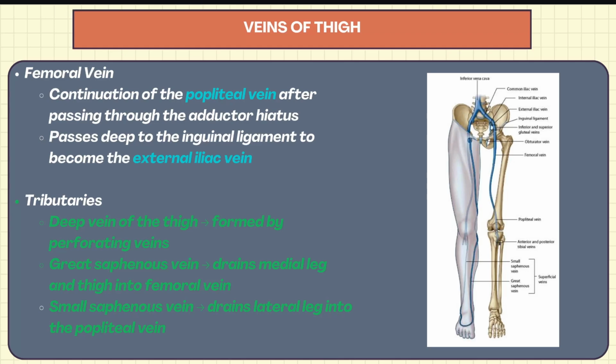And then you'll have the tributaries, which are basically branches of the vein. First, you'll have the deep vein of the thigh, which is formed by the perforating veins. Then you'll have the great saphenous vein, which drains the medial leg. And then you'll have the small saphenous vein, which drains the lateral leg. Here, I think it's going to be somewhere over here. The small saphenous is going to drain into the popliteal vein, and this popliteal vein is then later going to become the femoral vein.